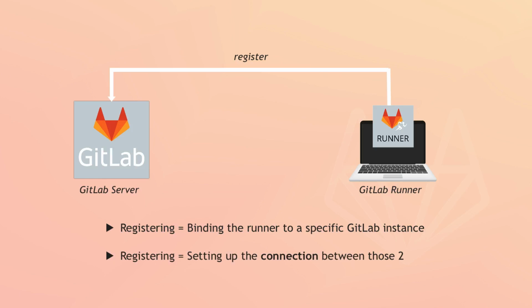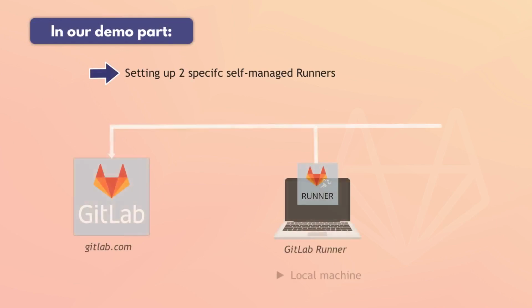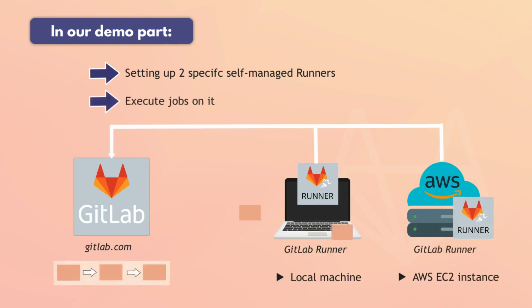And with this, we've come to the demo part where we're going to set up two specific self-managed GitLab runners, one on a local machine and one on a remote machine on an AWS EC2 instance. We will then use those two GitLab runners to execute the jobs in our pipeline. So let's get started and set up those runners.